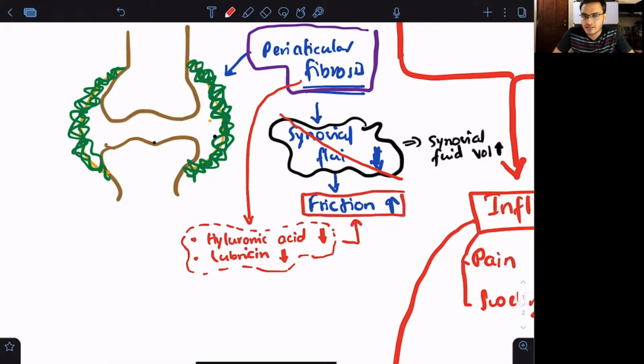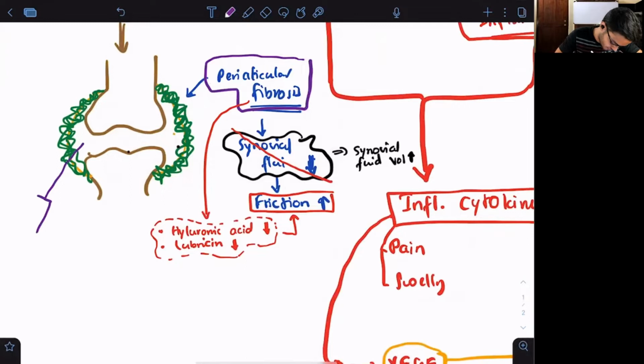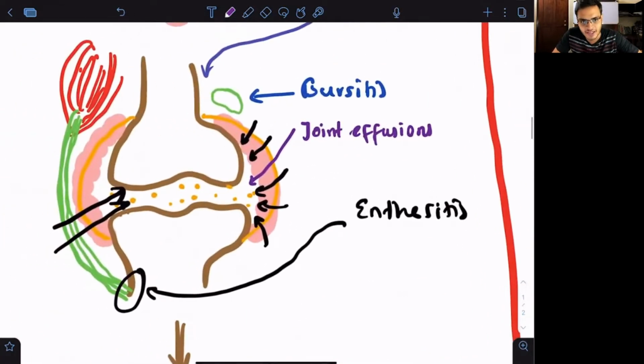Now, why don't we just say that synovial fluid reduces and therefore the friction increases? Because in the diagnostics, there is something called joint fluid aspiration. We basically put a syringe like this, and through the needle, we pierce into the joint space and take out some joint fluid. Synovial fluid will be taken out. Now, look at this, guys. When there is inflammation, what did we say? There is joint effusion happening. A transudate can start leaking into this joint space.